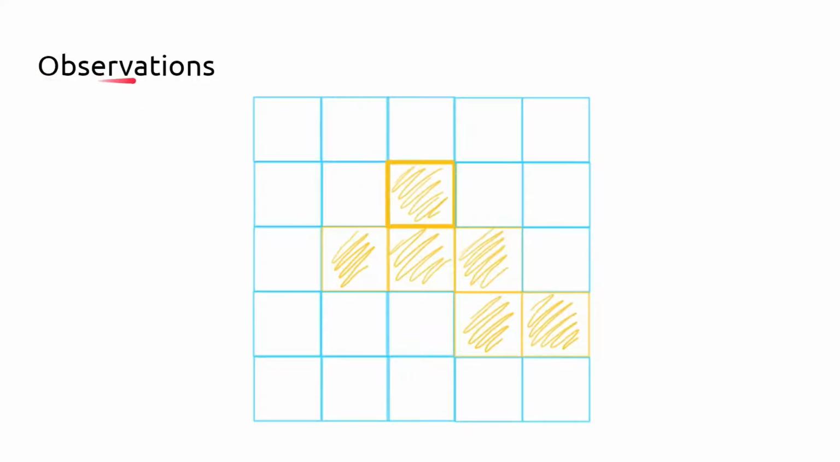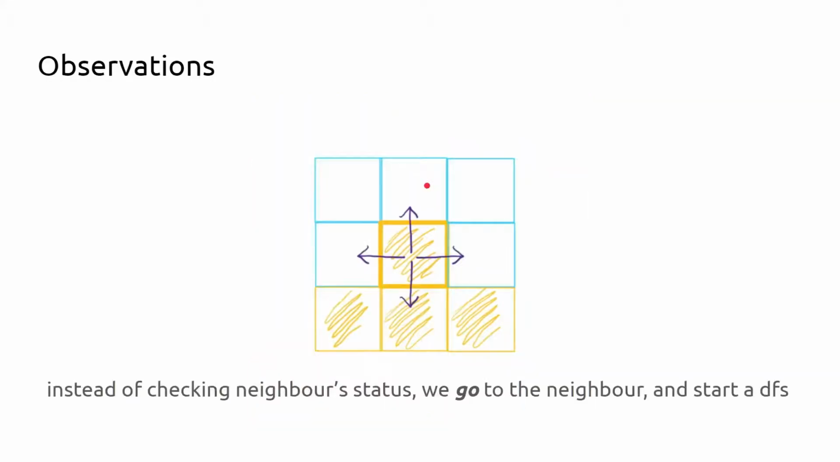When it comes to the observations for the DFS solution, not a lot changes. Let's take this case over here. Here we are starting a DFS from this particular cell. Let's zoom in on this and see what happens. When you start a DFS from this point, it is going to go ahead and call all of its neighbors: to the top, to the right, left, and the bottom.